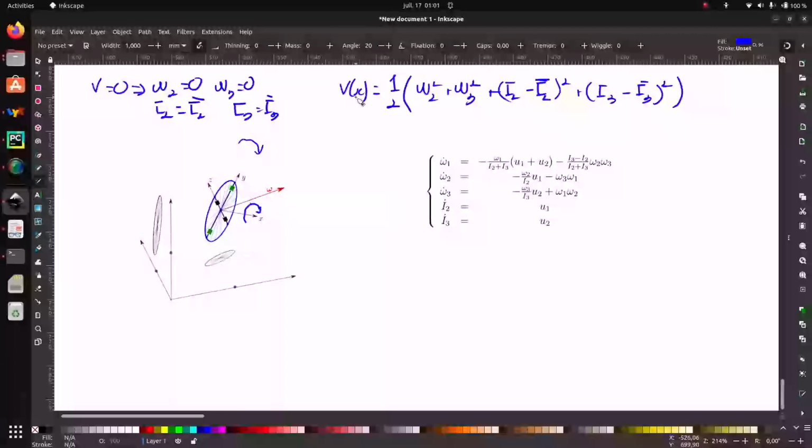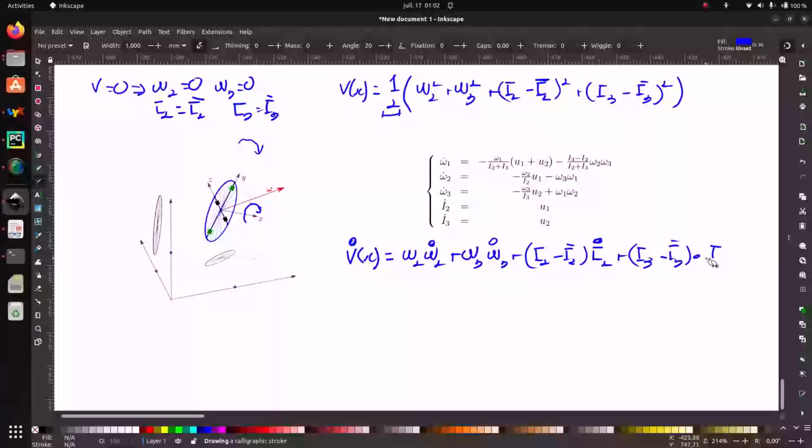For this, I can use, as explained before, the Lie derivative, but here I will try to do it by hand, just to show that it is not very difficult, but it takes time. So it's better to use symbolic computation. So v dot of x is equal to, I will differentiate this one, and I will understand why I have this half here, because the derivative will be omega 2 dot plus omega 3 dot plus I2 minus I2 bar multiplied by I2 dot plus I3 minus I3 bar multiplied by I3 dot.